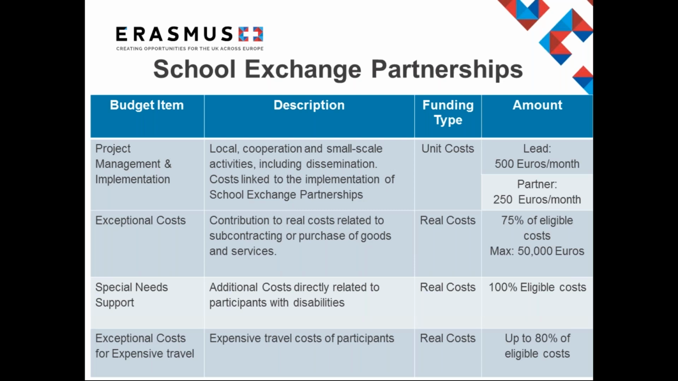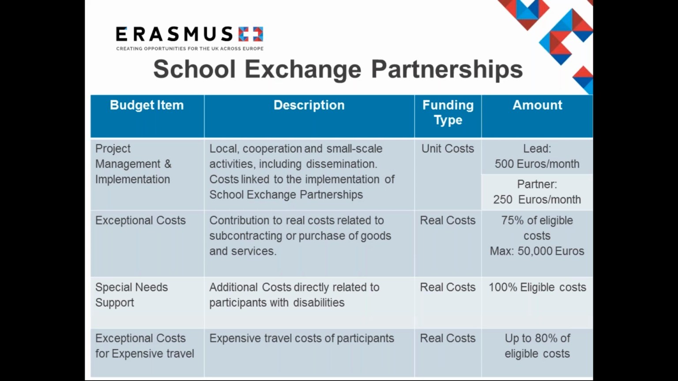You can now see on the screen as well exceptional cost. You will need to provide a figure that estimates how much funding you will need to subcontract services or purchase goods or materials that are vital for the project delivery, and also that the partnership would be unable to provide. You will need to provide full and detailed justification as to why these costs are necessary.